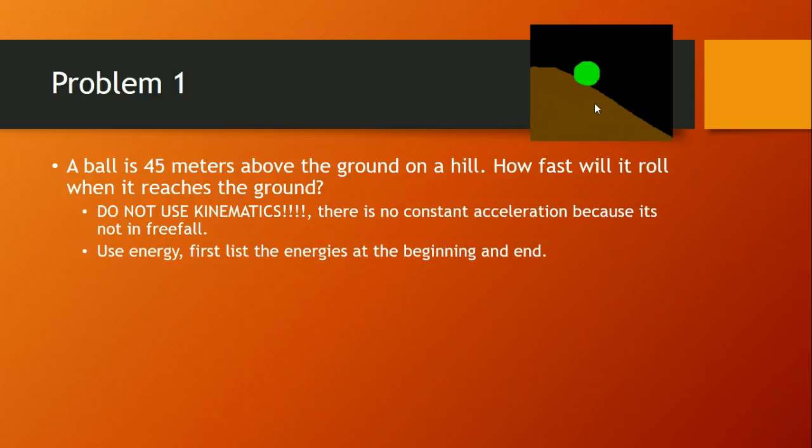We first have to list the energies at the beginning and at the end. At the beginning, the ball's at rest, and we let the ball go and it rolls down the hill. So at the beginning, the ball is just sitting there, there's no spring, and it's not moving, so it only has gravitational potential energy. At the end, it's rolling down the hill. Let's assume the ground is the bottom, our frame of reference. At the bottom there is no gravitational potential energy, and there's no spring, so it only has kinetic energy. So we have potential energy at the beginning and kinetic energy at the end.